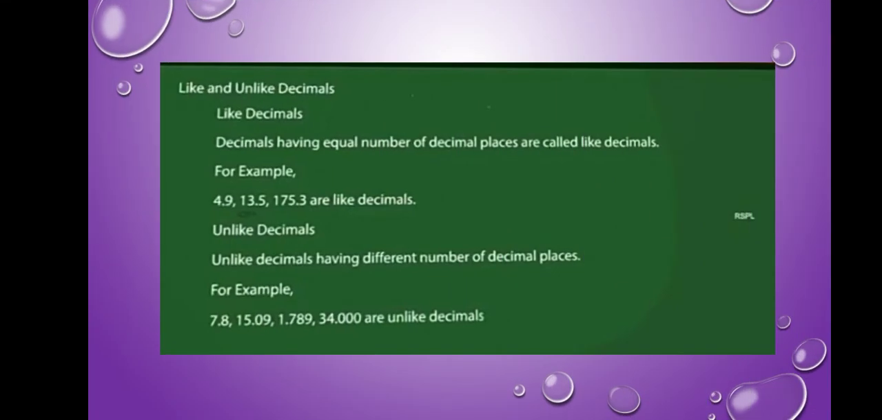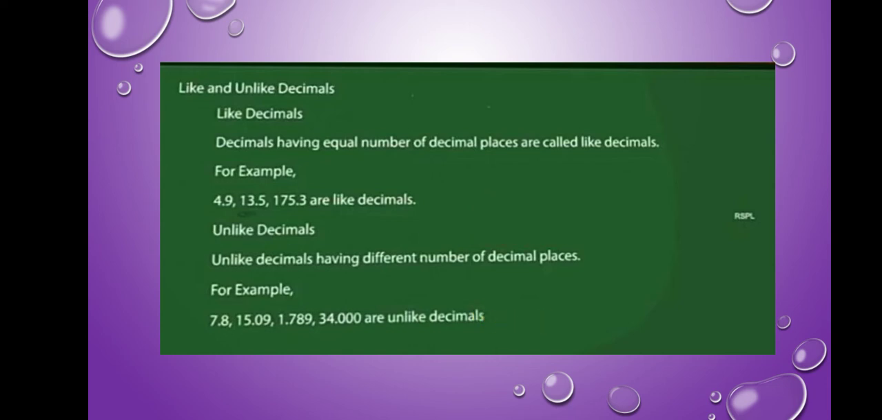Then we have like and unlike decimals. Like decimals, just now I told you, are decimals having an equal number of decimal places. For example, 4.9, 13.5, 175.3 are like decimals, because after the decimal point, all these three decimal numbers have only one digit, that is 9 here, 5 here and 3 here. So these are like decimals.